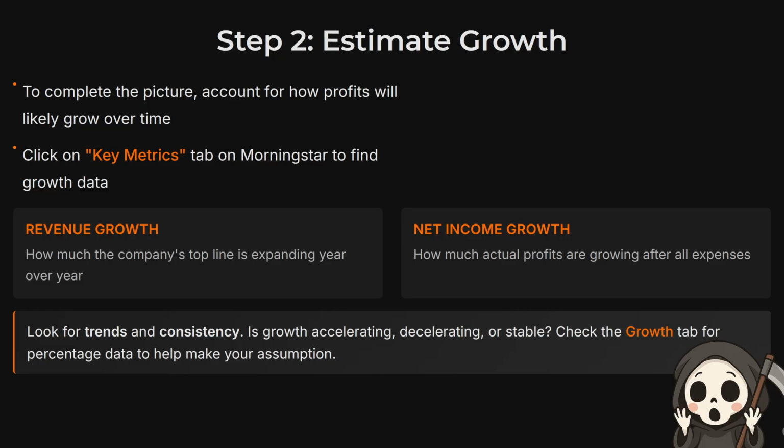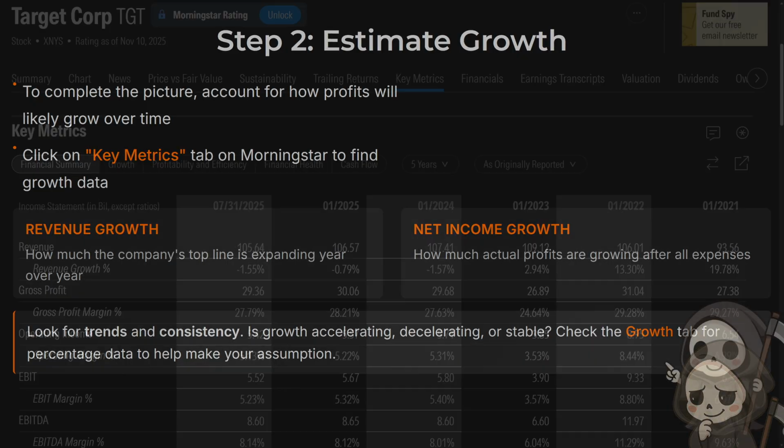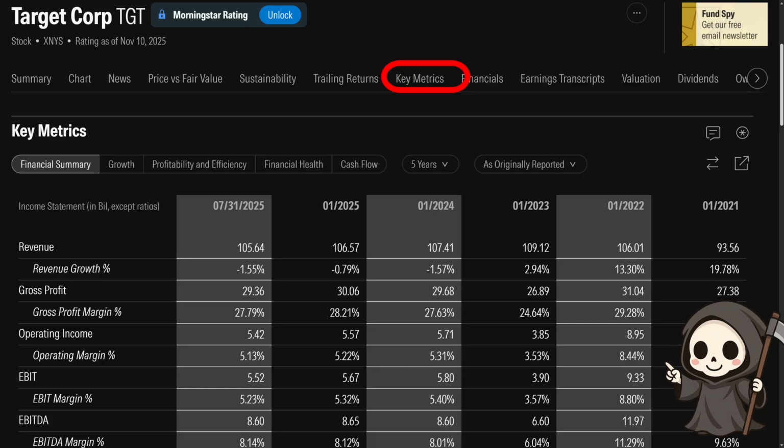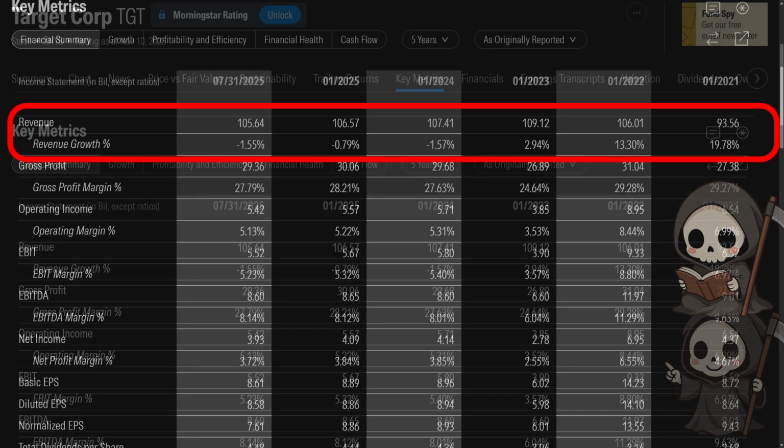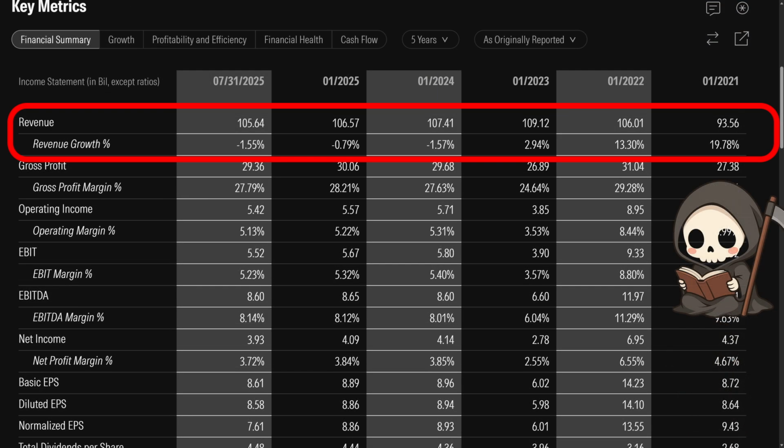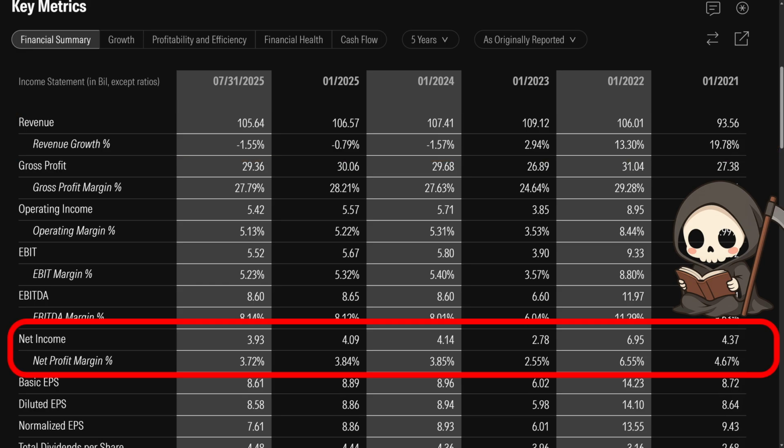To see the full picture, though, we also need to account for how profits are likely to grow or shrink over time. So we look at revenue growth and net income growth. Click on the Key Metrics tab to find this information. Target's revenue was rising for years, but lately it's flatlined. Net income, the actual profits, bounces around, but overall, it's been slightly declining.